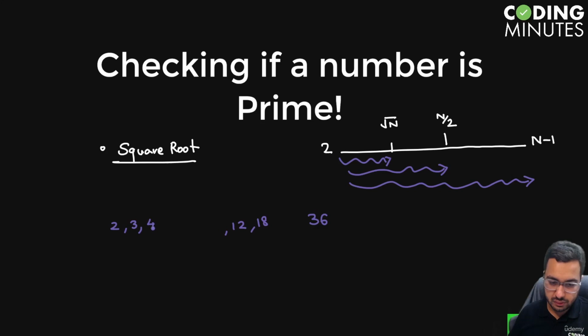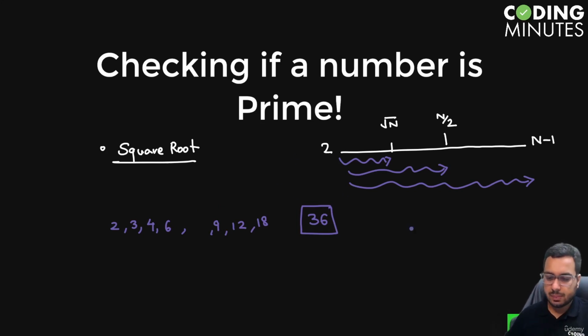We also have 4 and 9, and 4 into 9 is 36. And we also have 6, and 6 into 6 is 36. So you can see there are so many divisors of 36. I'm not writing 6 again, because it's a perfect square. But the thing that we are discussing is also true for non-perfect squares.